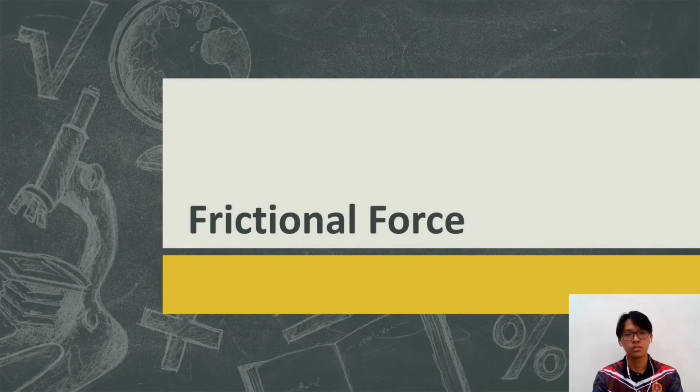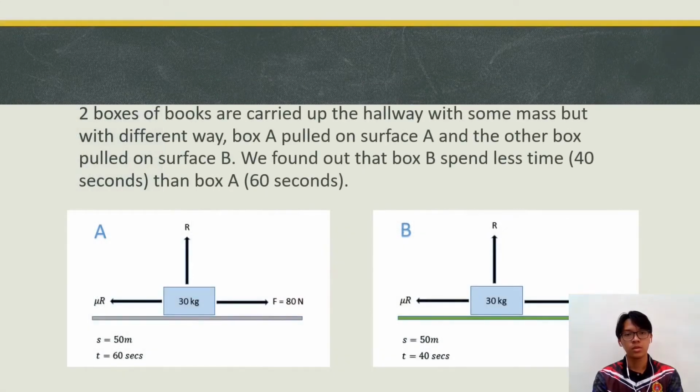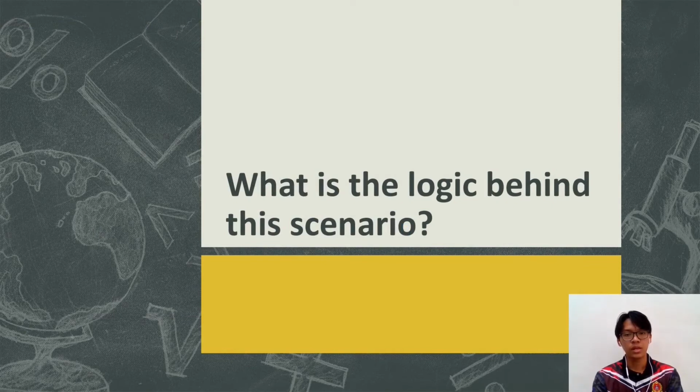Frictional force. Two boxes of books are carried up the hallway with the same mass, but with different weight. Box A is pulled on surface A and the other box is pulled on surface B. We found out that box B spent less time, which is 40 seconds, than box A, 60 seconds. So what is the logic behind this scenario?